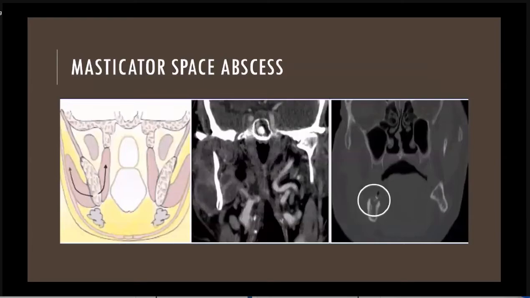And finally, as a complication of an odontogenic infection, you can have infection spreading posteriorly to the masticator space. In this example, there is a multiloculated rim enhancing collection in the muscles of mastication involving the pterygoid muscle as well as the masseter muscles. So an odontogenic infection can result in sublingual, submandibular or masticator space infection.